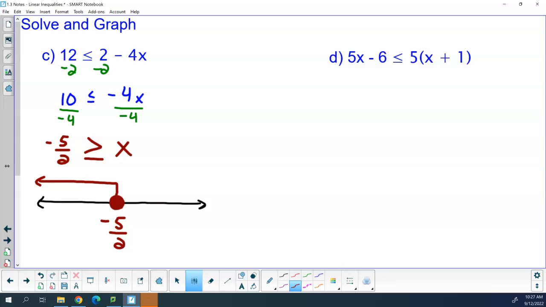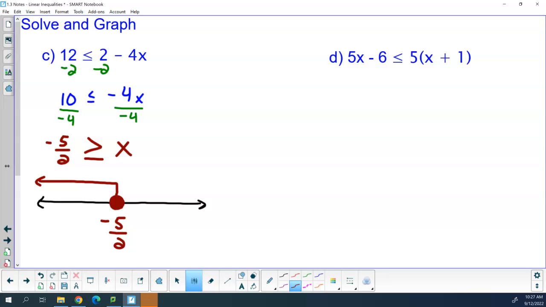Questions on that one? Talk. I did. You went from eating the right side to eating the left side. Mm-hmm. You had me nervous there for a second, as if I forgot to flip the sign.